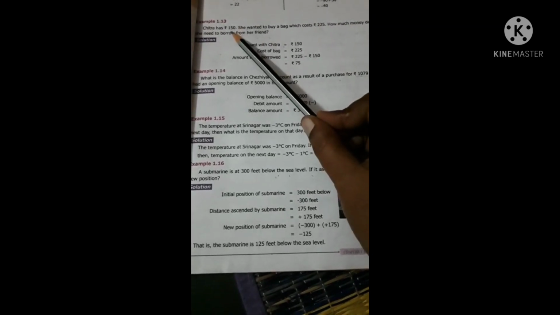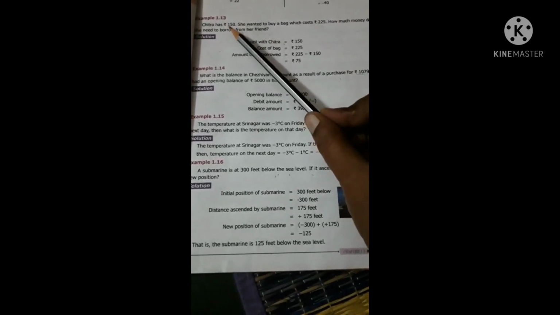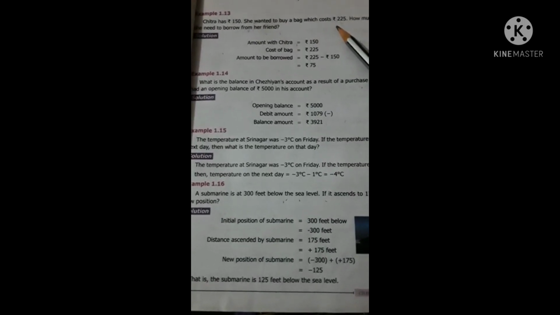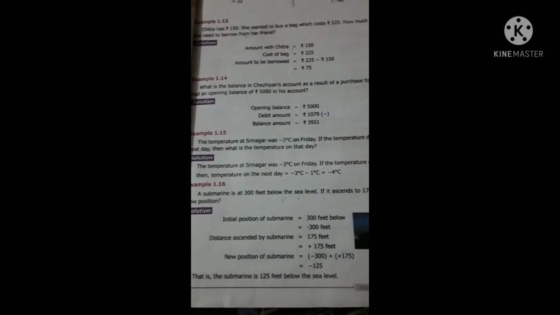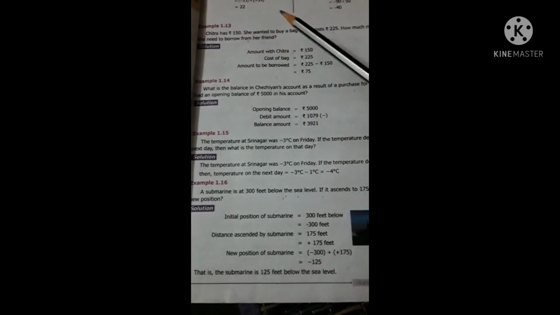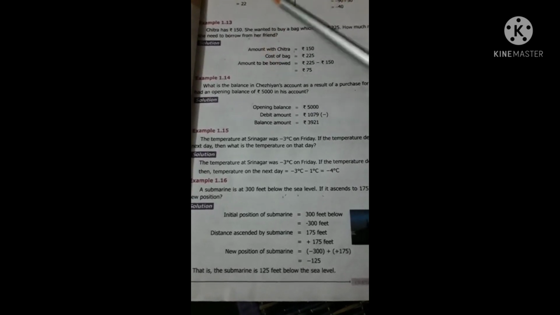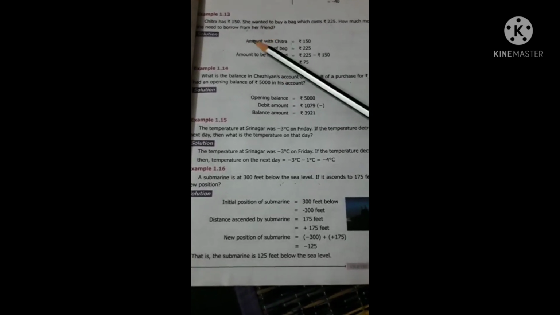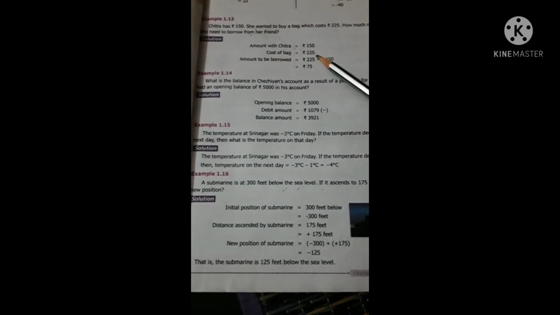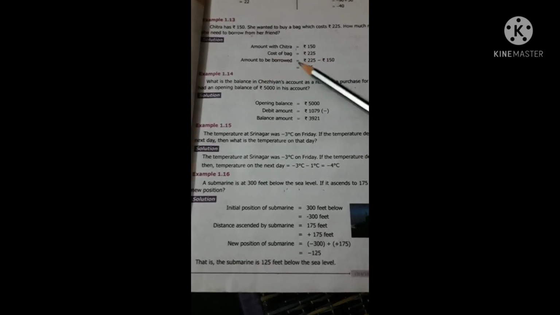So she has 150. She knows this money is not enough to buy the bag because the bag cost was 225. So how much money does she need to borrow from her friend? We are going to find how much money she borrows from her friend. See, the first statement is, Chitra has rupees 150. So the amount with Chitra is rupees 150. The cost of the bag is 225. So, amount to be borrowed.